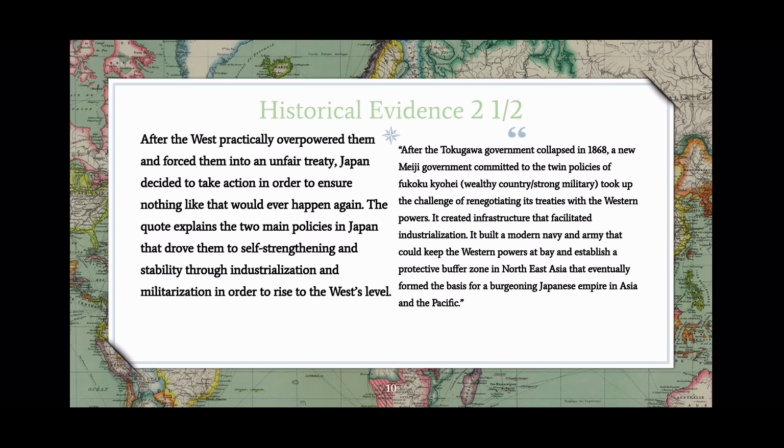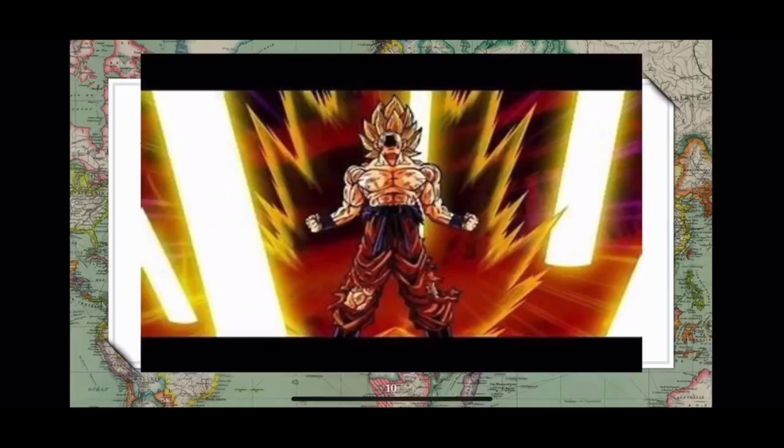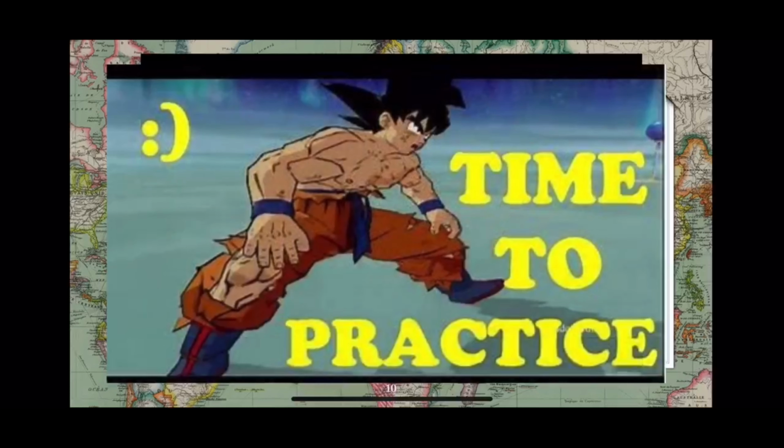This talks about the rise of the Meiji government, who introduced the twin policies of Fukoku Kyohei, which meant wealthy country, strong military. These policies drove Japan towards self-strengthening and stability through industrialization and militarization to ensure that they would never be forced into unequal treaties by any Western powers again. This evidence corroborates with the thesis as to how Japan reacted to trading requests, and that unequal treaties motivated them to never allow themselves to be overpowered ever again.